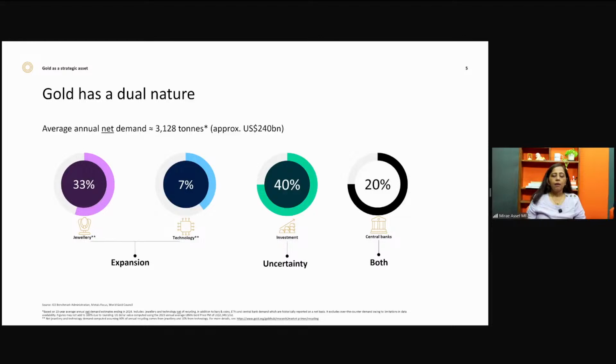7% of the demand also comes from technology. If you look at all your laptops, phones, and chips that are used for running the servers that go into AI, all of them actually consume gold. That's where the demand comes from.